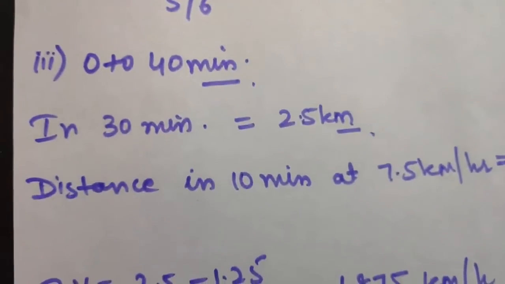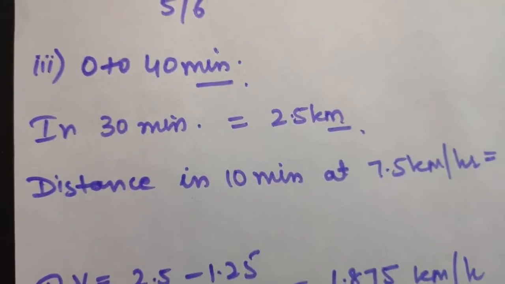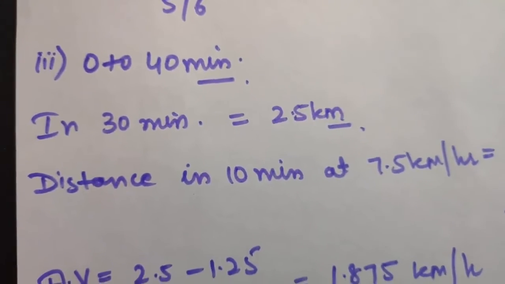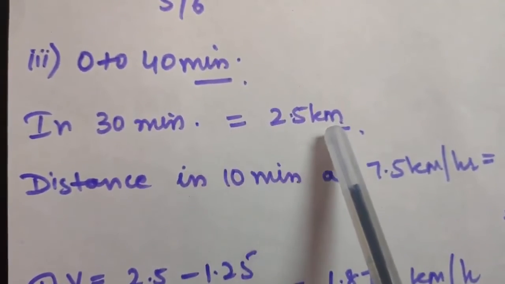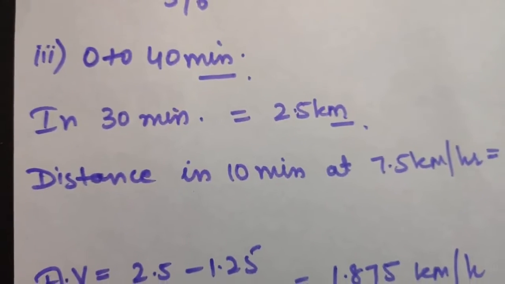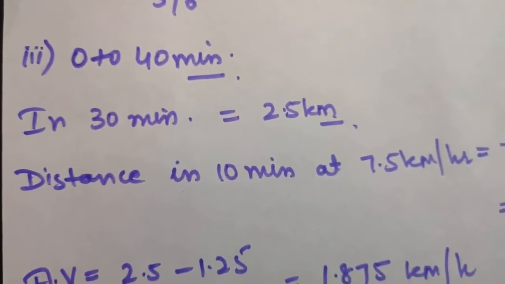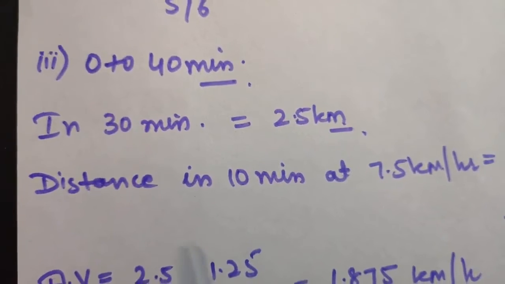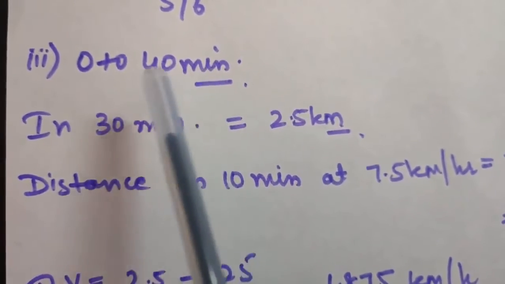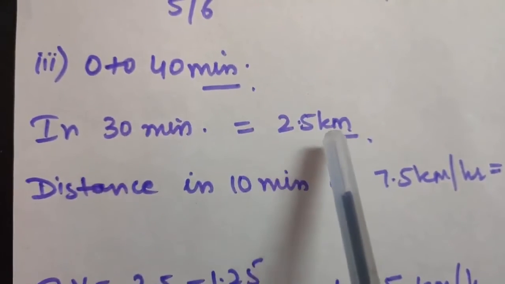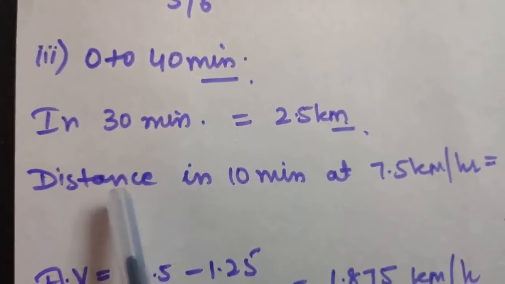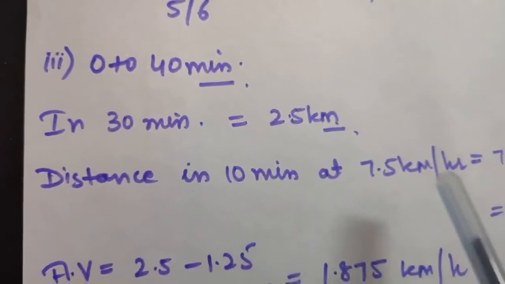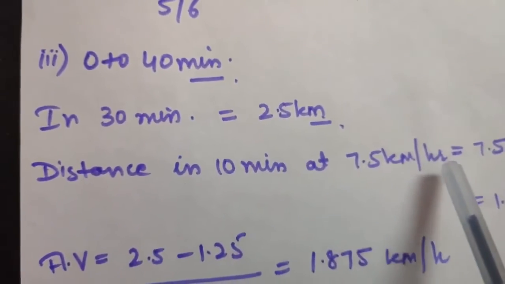Now for third case, it is given 0 to 40 minutes. See, in 30 minutes, we know the man has traveled 2.5 kilometers. Now for next 20 minutes, he is traveling with the speed of 7.5 km per hour. So to calculate distance traveled in more 10 minutes, because 30 minutes we already know. So we will calculate distance traveled in 10 minutes, which is at a speed of 7.5 km per hour.